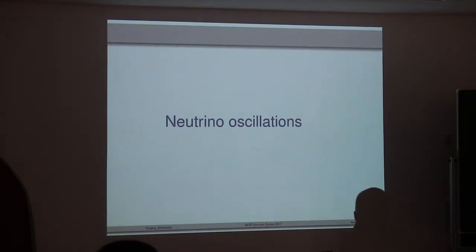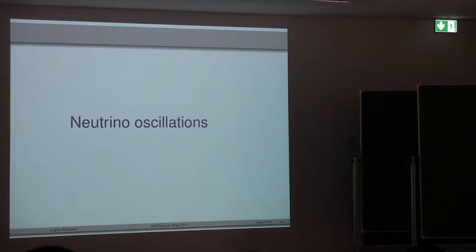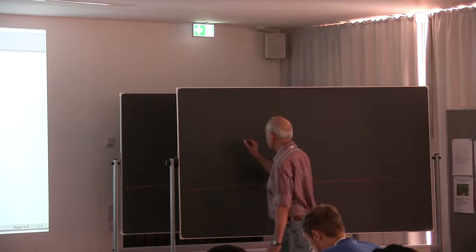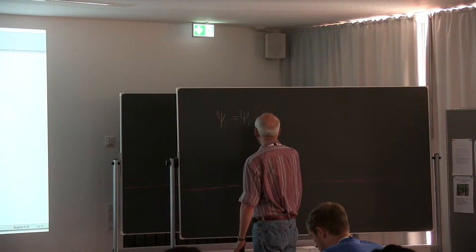So before going to neutrino oscillations, I would like to say a few words regarding the material of my first lecture. I mentioned that the difference between Dirac and Majorana fermions is that for a Dirac fermion, we can write down the decomposition into left-handed and right-handed components, and the right-handed component is completely independent from the left one.